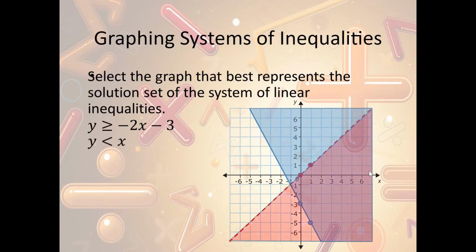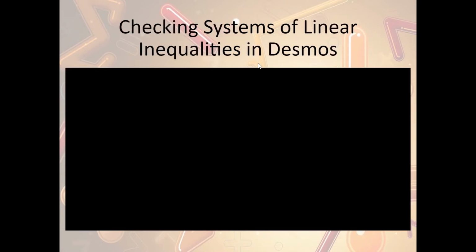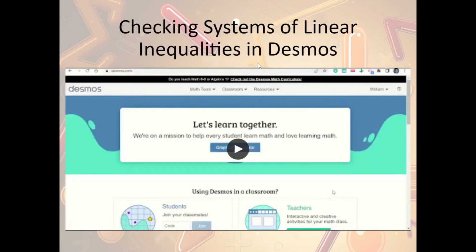And we have our blue area, our red area, and our purple area. And the purple area is the intersection of the two inequalities. There's a video here that shows you how to graph systems of linear inequalities in Desmos. So go ahead and watch this video.